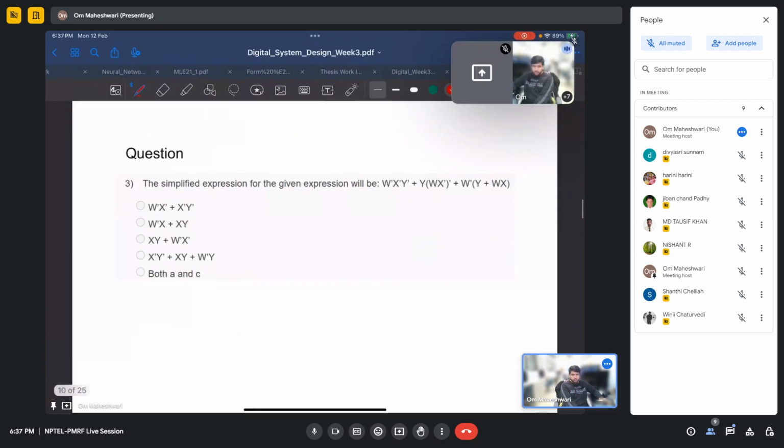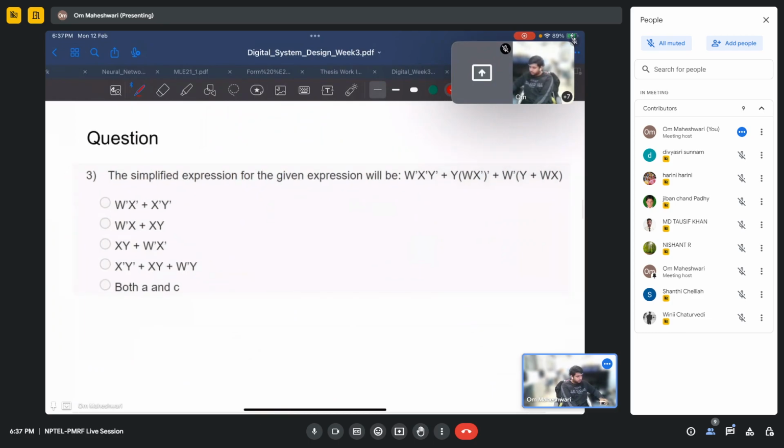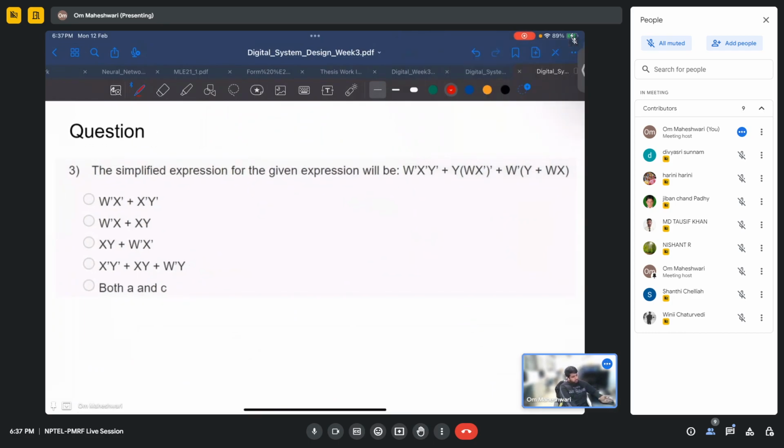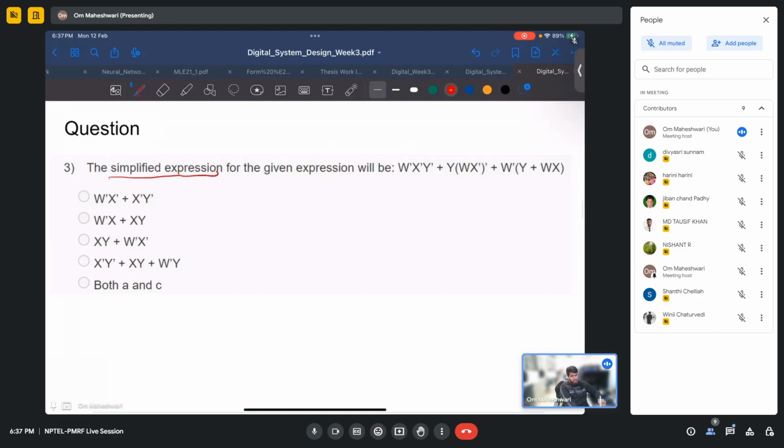so the next question is this. Now you have to again find a simplified expression. How will you do that? First, expand this, multiply these and solve this. Second, make a K-map. So solve this using a K-map, then you find the result. Okay, take some time and solve it.